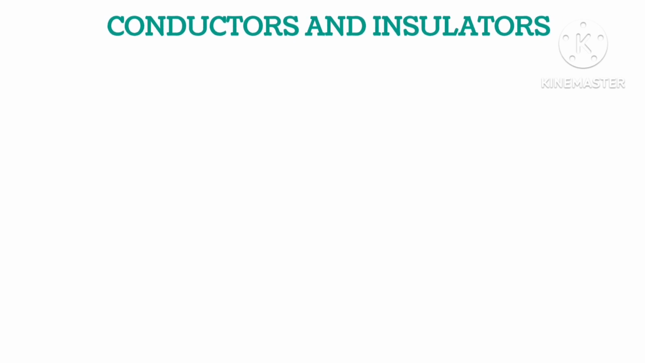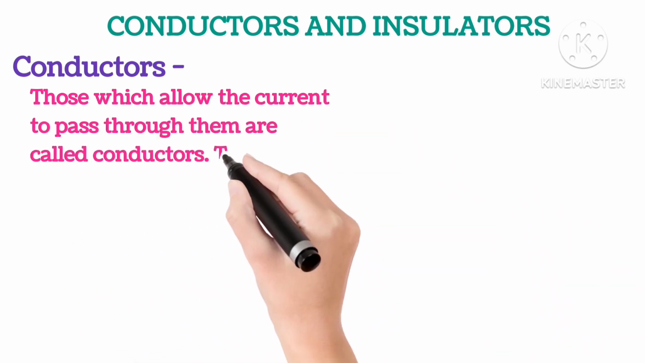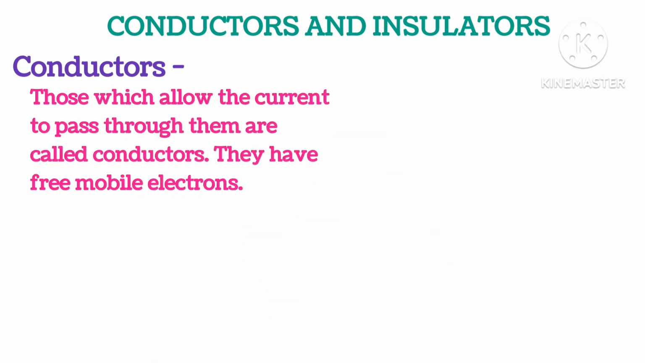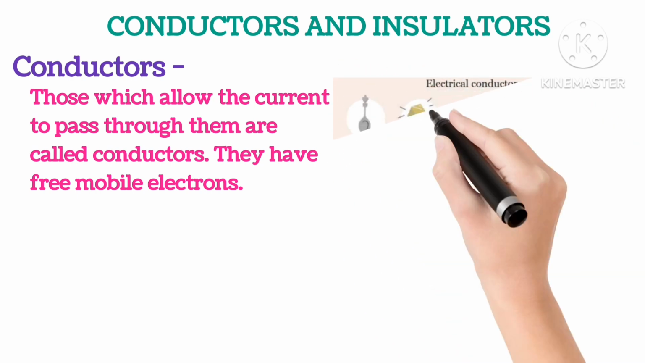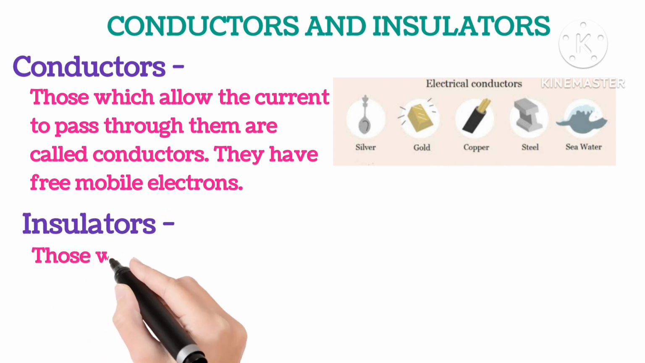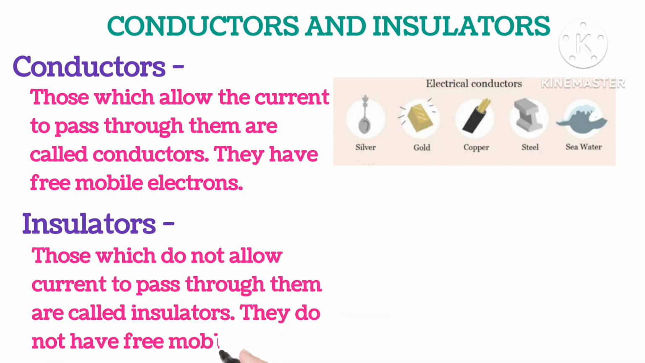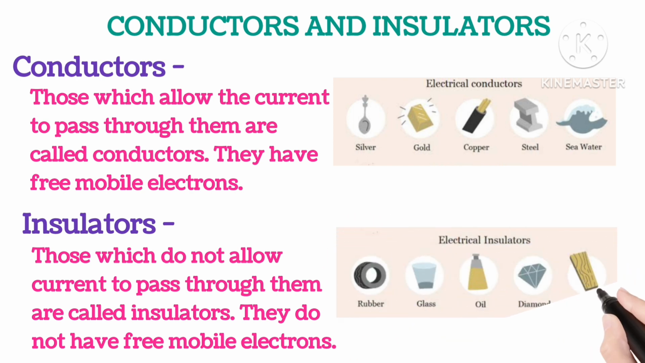Conductors and insulators. Conductors are those which allow the current to pass through them. They have free mobile electrons, like silver, gold, copper, steel, seawater. And insulators are those which do not allow the current to pass through them. They do not have free mobile electrons. Examples are rubber, glass, oil, diamond, wood, etc.